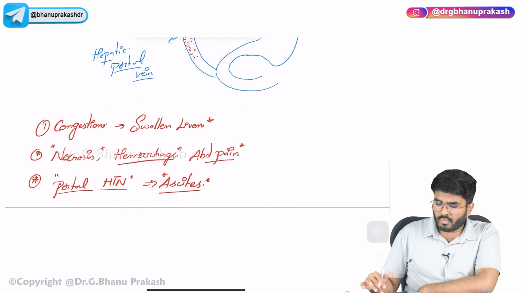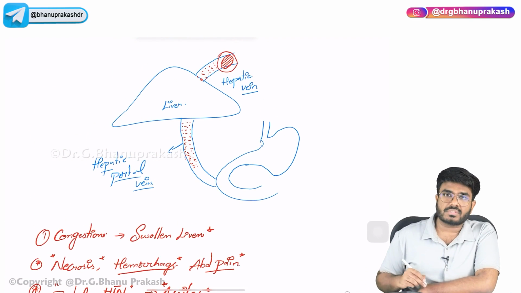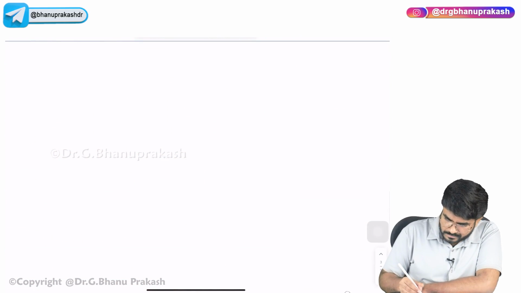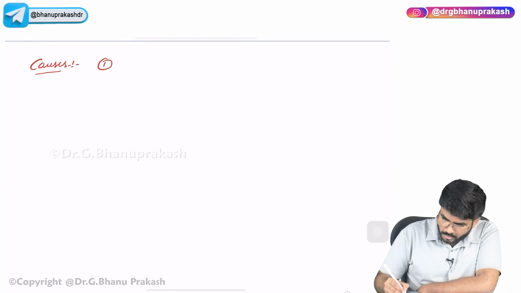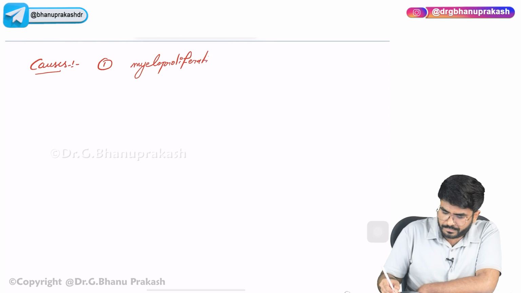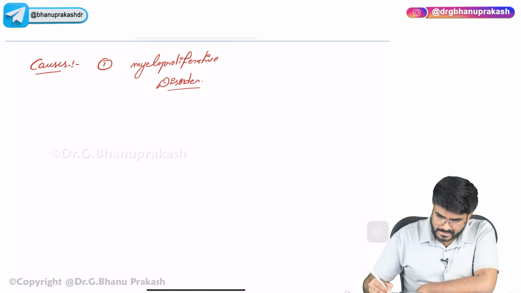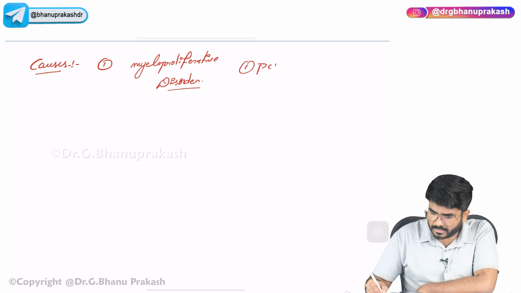Question is, what is the cause? What is the cause of this hepatic vein thrombosis? Why thrombosis? Why Budd-Chiari syndrome? So causes. The causes are number one, myeloproliferative disorders. So what are the myeloproliferative disorders? The examples are polycythemia vera.